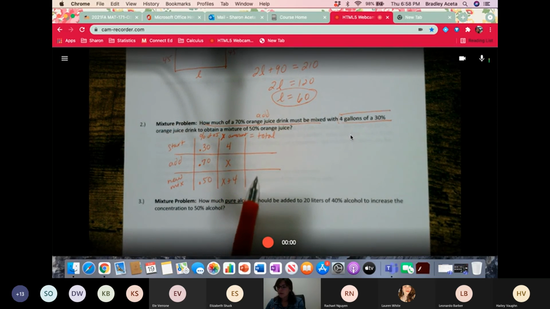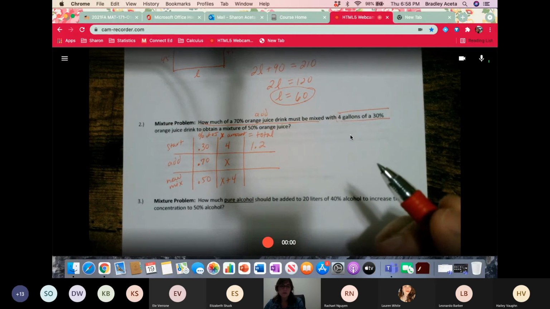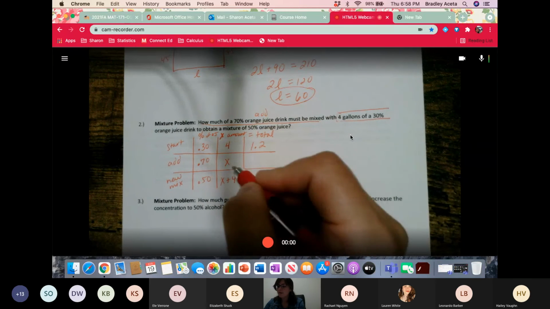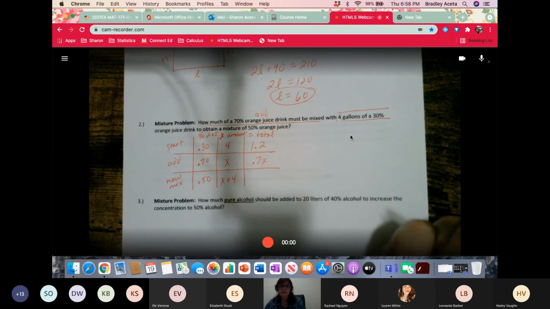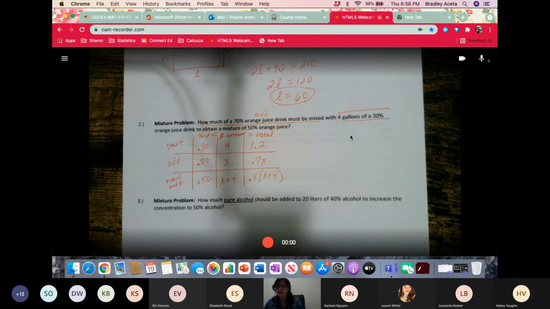Now in this column right here, this is the main part. This is where you use your information from the story and put it in your category. In this last column, you do a total. You do this times this, this times this, this times this. So 0.3 times 4 is 1.2. It's 1.20, but I'm just going to write 1.2. 0.70 times x, I'm just going to write 0.7x. And then this one would be 0.5 times x plus 4.